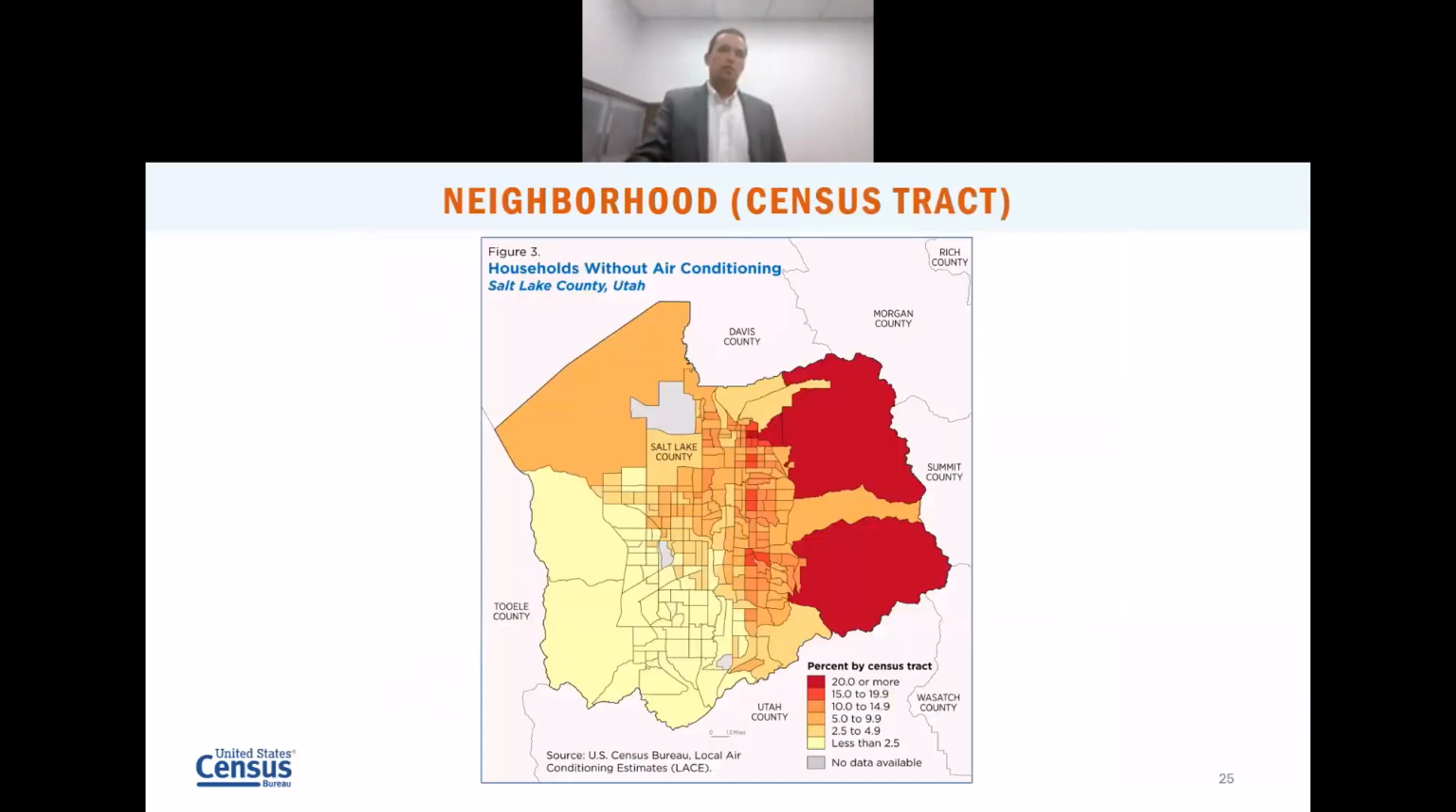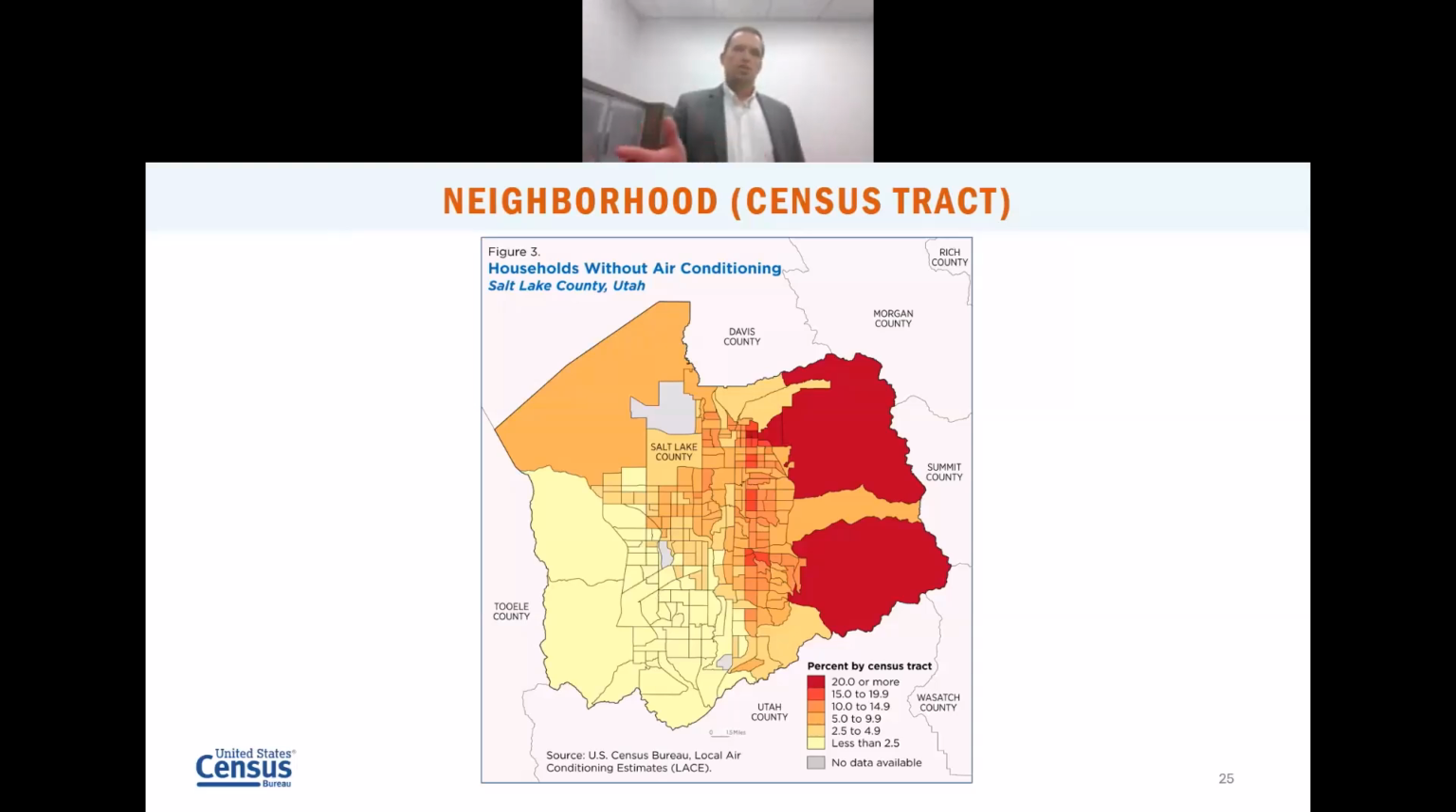All right, and then the last one I want to show here is just an example for Salt Lake County, Utah. To me, Salt Lake County, Utah is extremely interesting because the LACE estimate aligns really well with the national average, where we predict that 93% of the population has air conditioning in Salt Lake County, or 7% does not.